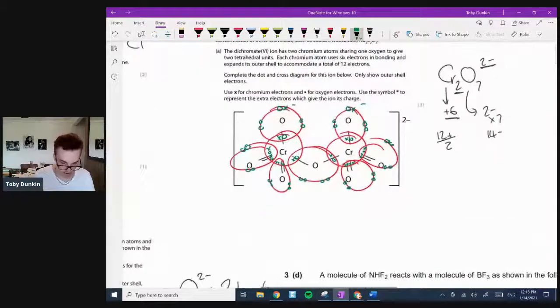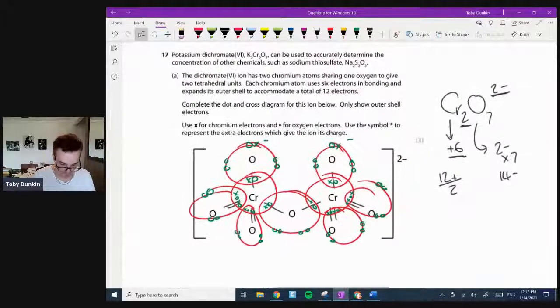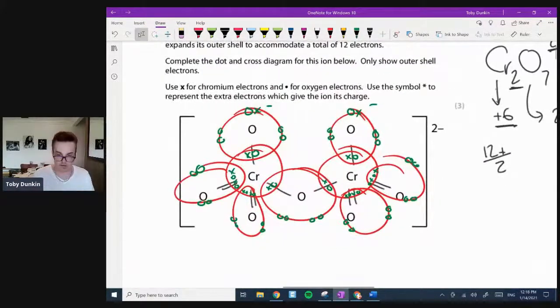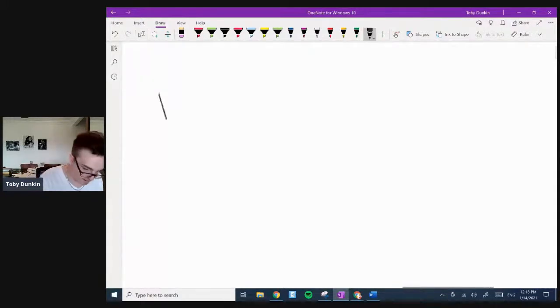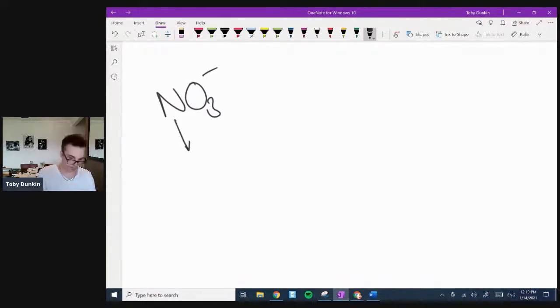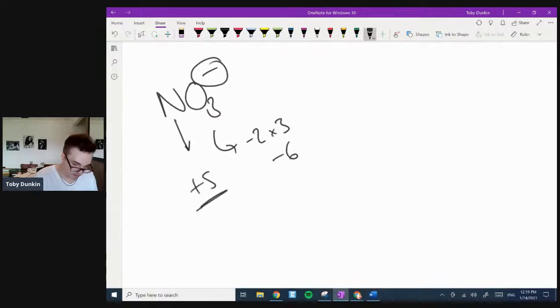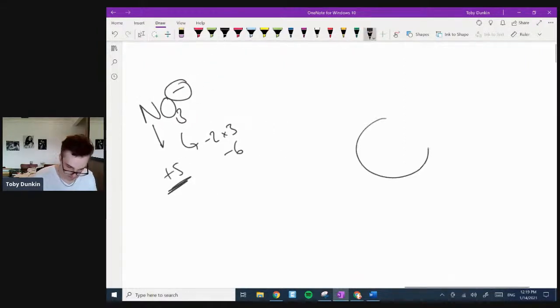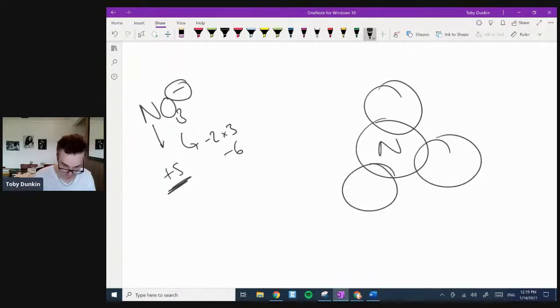We can have a go at some others as well, whilst we're here. So tick it if you got it right, folks. Let's have a go at the next one. How about this one? The nitrate ion. Draw that ion. Oxidation state of the nitrogen: -2 times 3, -6, so it's +5. It's making 5 bonds. Nitrogen, oxygen, oxygen, oxygen.